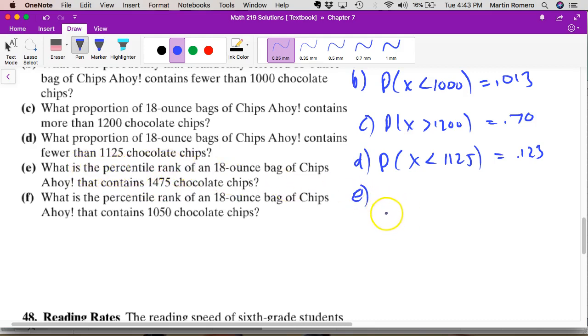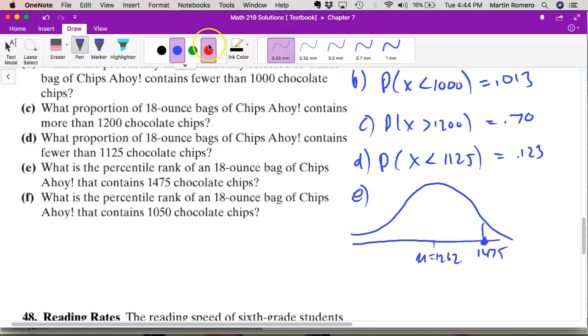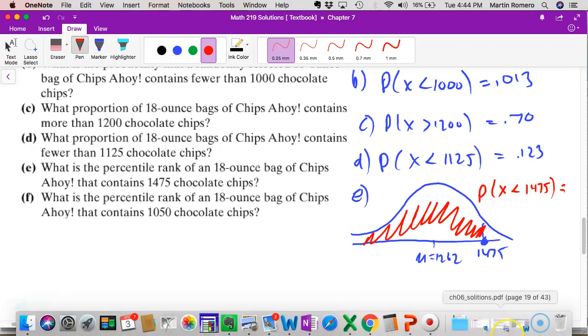So in this case, slightly different question. We're going to do the same thing, and so you end up drawing that out. We know the middle, the mean, is 1,262, and somewhere over here is 1,475. What we want to do is find the percentile, so that would be the area to the left of that. So what we're really trying to calculate is what proportion of people are below 1,475. And when we get that answer, that would give us the percentile.